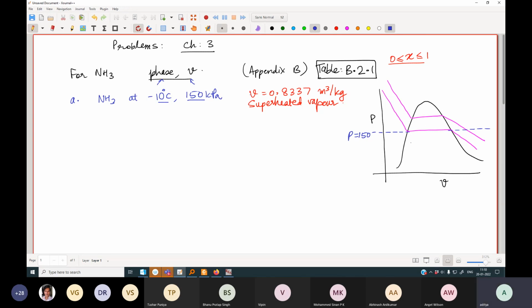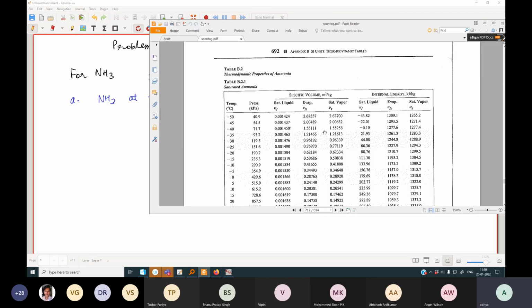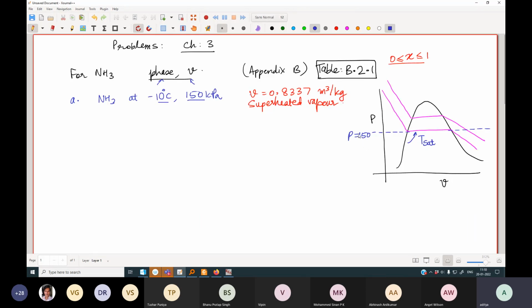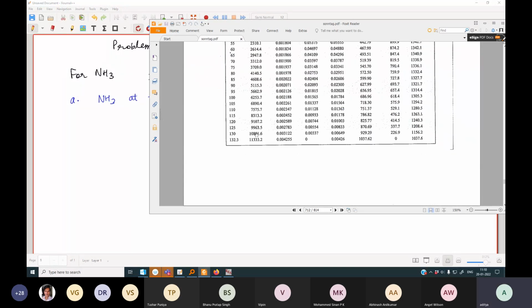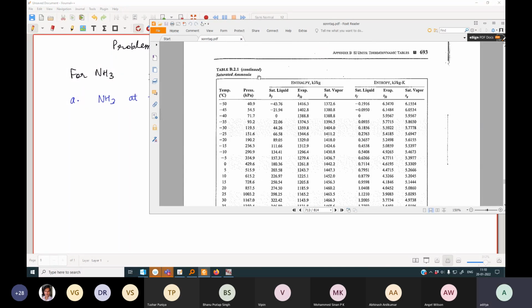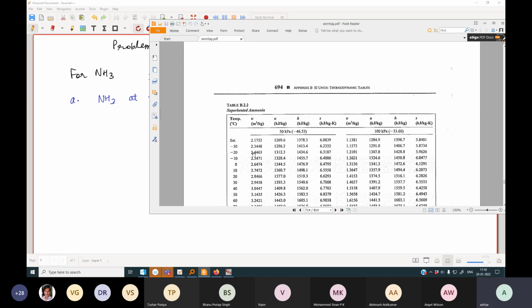Now we must first find out what the corresponding isotherm is. So I must first figure out the saturation temperature which corresponds to a pressure of 150 kilopascal. Fine, let's do that. Let's go into the table, and now we want the pressure entries. So we want to know the saturation temperature at 150 kilopascal. All right, so we will go to the saturated ammonia table.